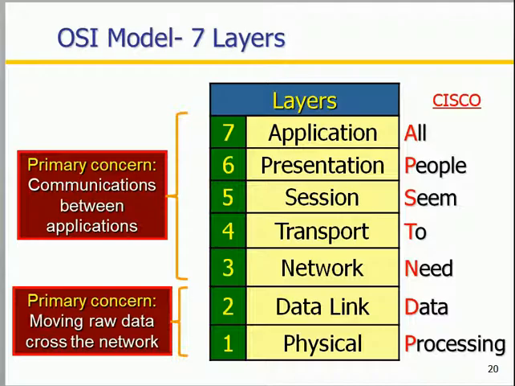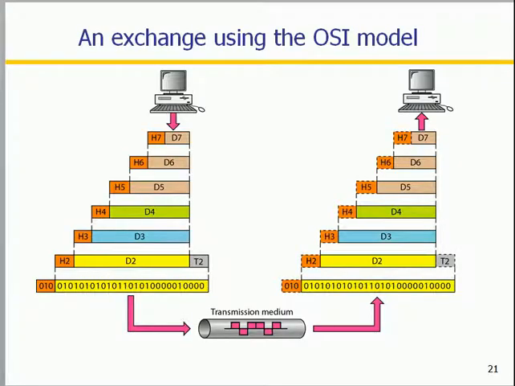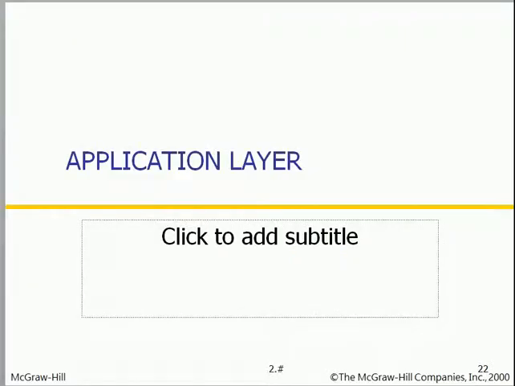So you can see this is now the data version of the letter sending. For example, this is where the letter is prepared, and then this is the medium, and then the reverse of this work is done here. That's how exchange occurs. So we'll start with the application layer.